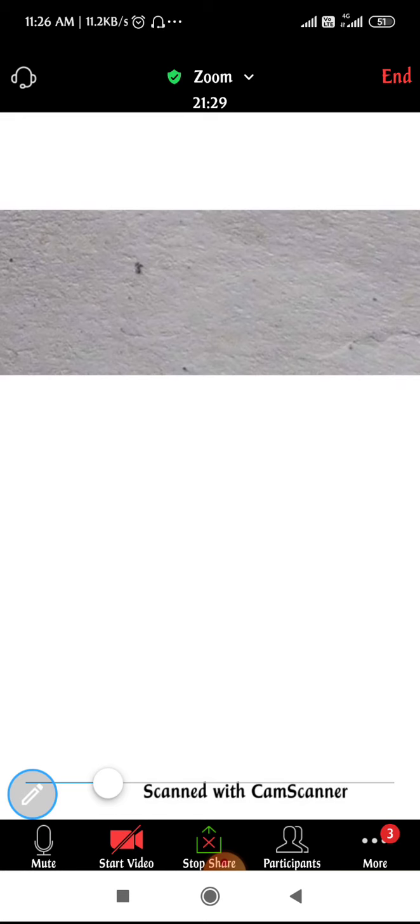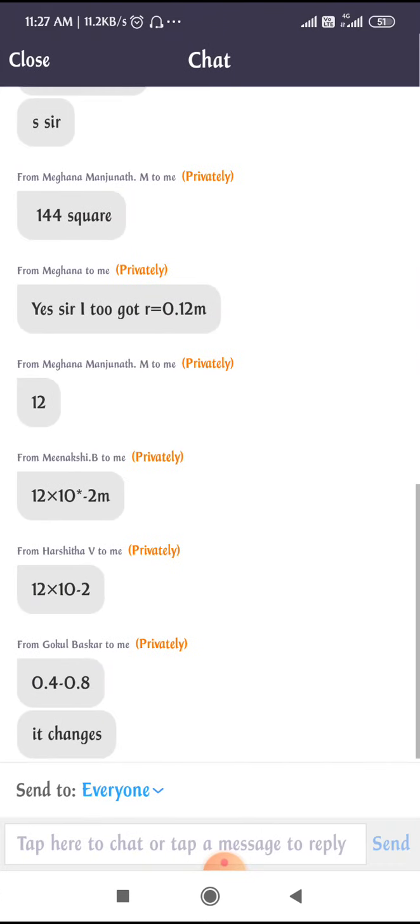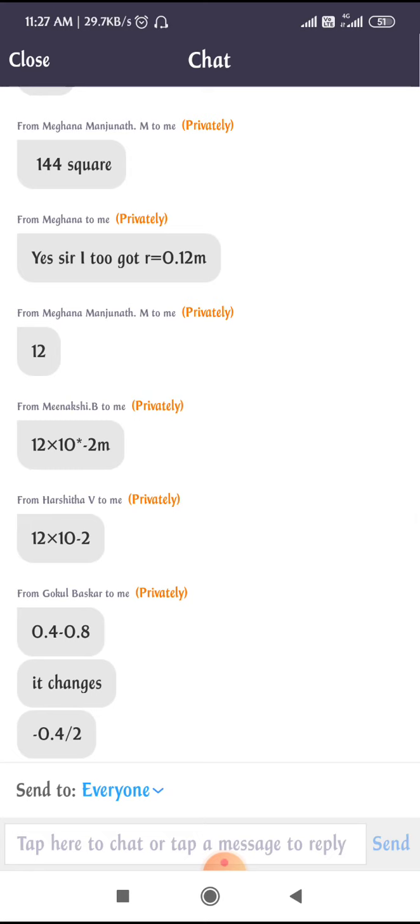Okay, just a minute. I'm getting a reply. Let me see. Okay, Gokul, 0.4 minus 8. It changes. It becomes minus 0.4 divided by 2.